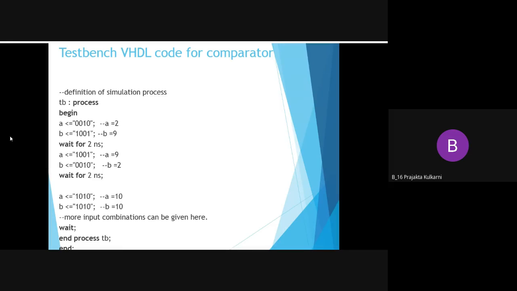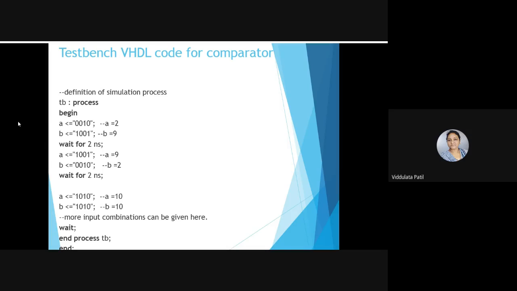GR is equal to 1, LS is equal to 0 and EQ is equal to 0. Yes, that should be the result. So that means here GR should be equal to 1.